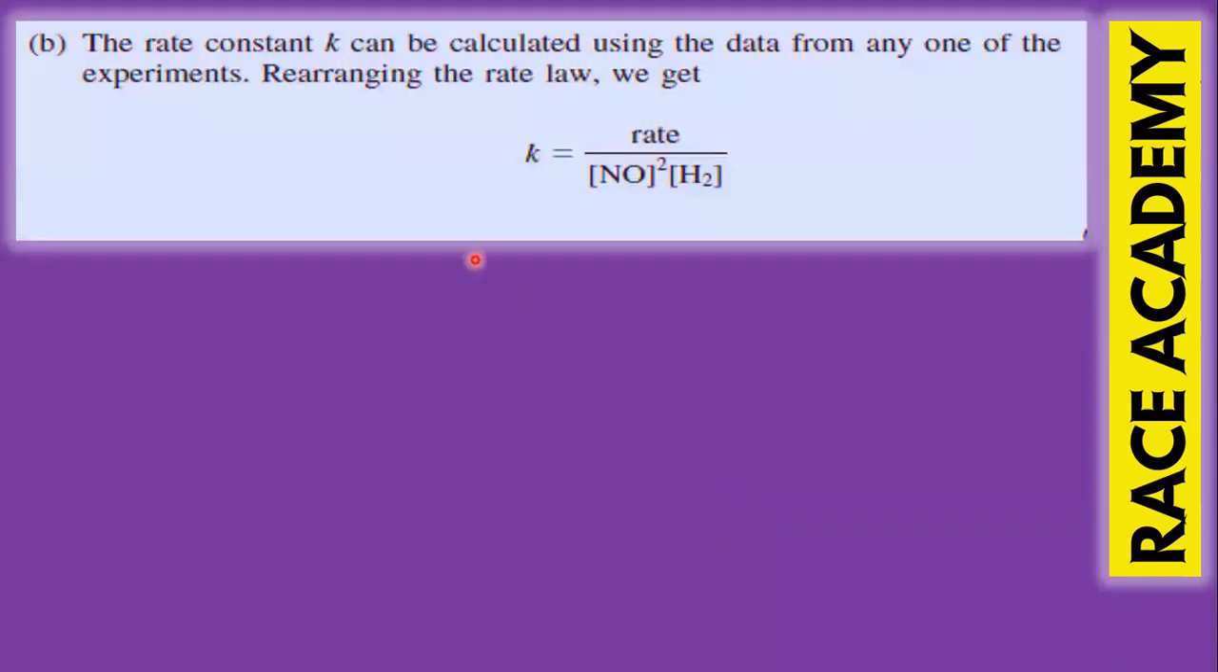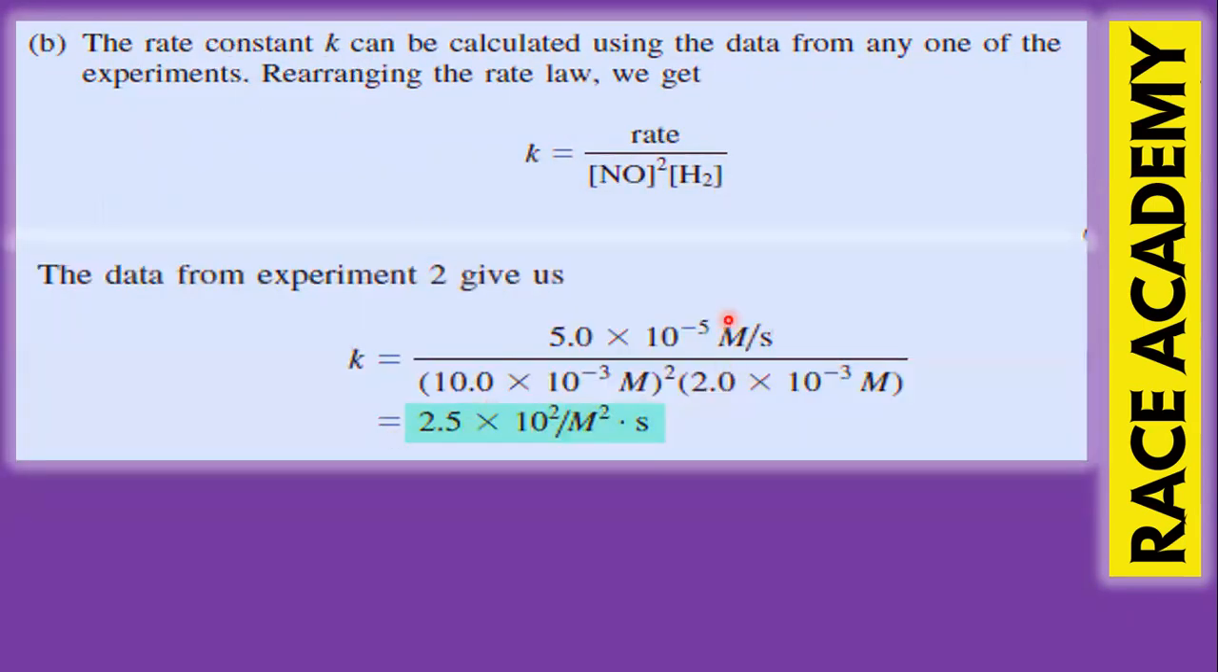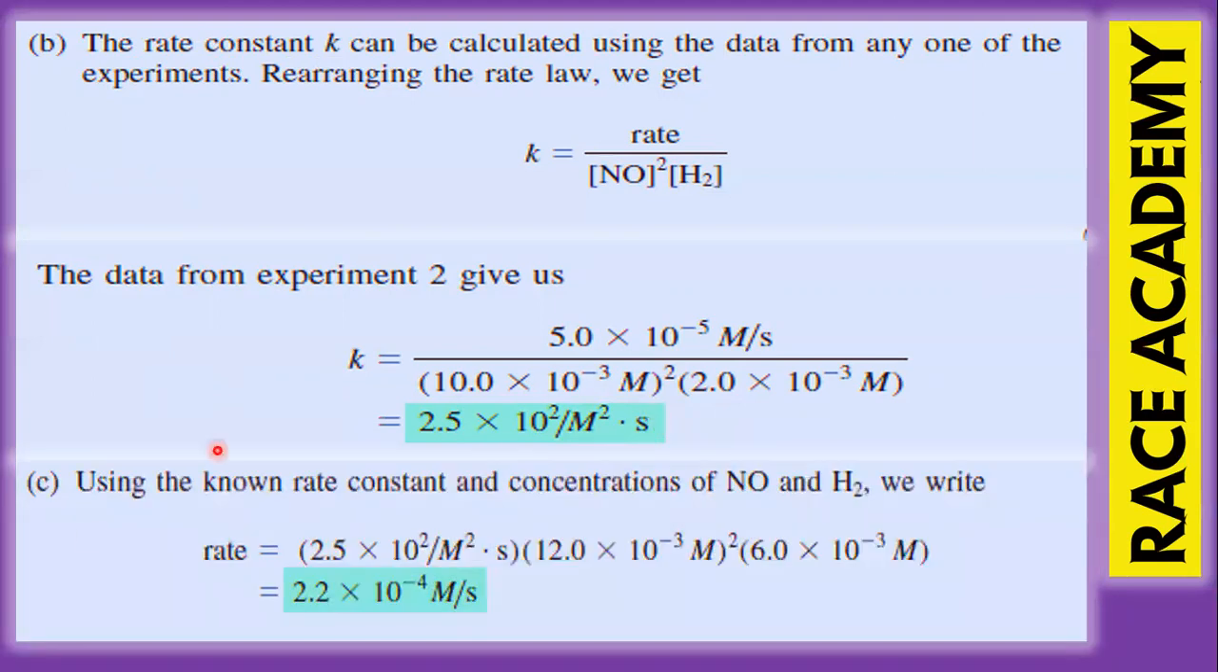Now, the second question is to find the rate constant. To find the rate constant from the rate law, the equation is rate equals k times NO concentration to the power 2 into H2 concentration. The values substituted from the data information, we got the rate constant as 2.5 into 10 to the power of 2. That is 1 by mole square per second. So this is the second one.